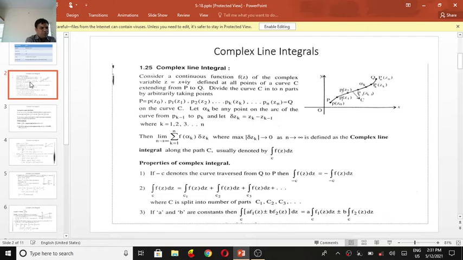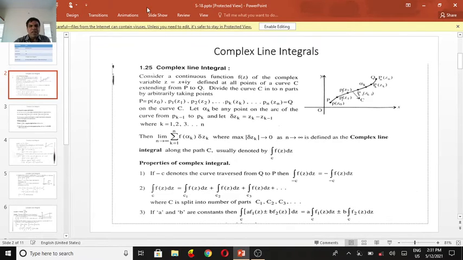So how do you integrate in the complex way? Suppose we take the xy plane and start to count a path. I call this P to Q. Divide this path line into sub-intervals P1, P2, P3, etc. I suppose each point is a complex number, say P of z1, P of z2, where z1, z2 are complex numbers.